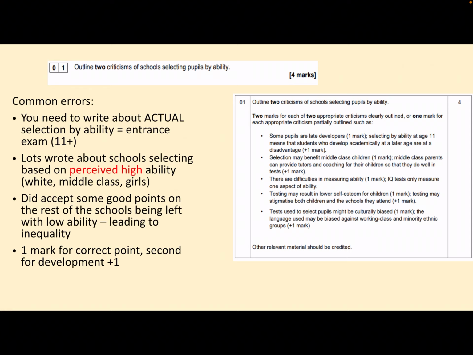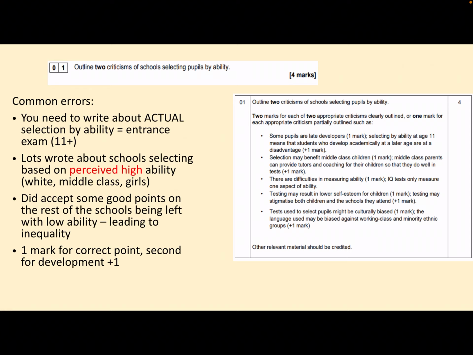Now, lots of you wrote about schools selecting based on perceived high ability. Don't get me wrong, we have talked a lot about covert selection in class, the idea that schools will pick what they think are the high ability students, more white, more middle class, more girls, because we know that they'll do better in exams and improve their league table position. But this question was asking you to think about schools selecting pupils by actual ability in terms of ability tests.